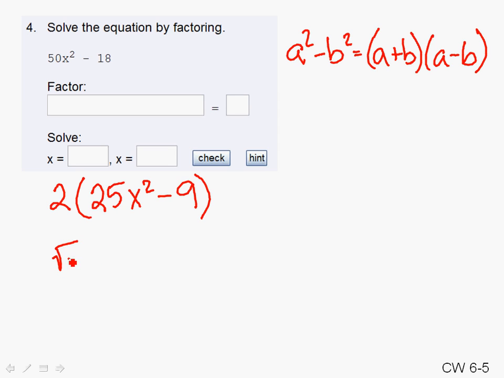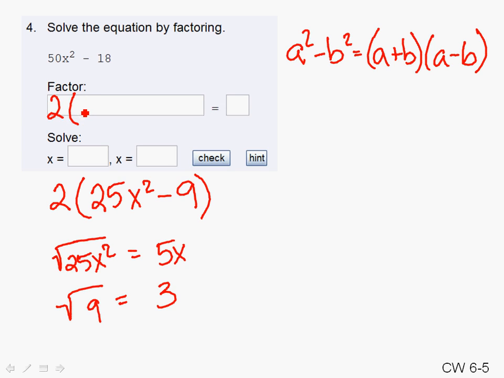So the square root of 25x squared equals 5x, and the square root of 9 is 3. So that means that our factors are 2 on the outside still. The 25x squared minus 9 becomes 5x plus 3 and 5x minus 3. Again, those can go in either order. Okay? So I could put 5x minus 3 and then 5x plus 3. So either order works. Okay, those are set equal to 0.